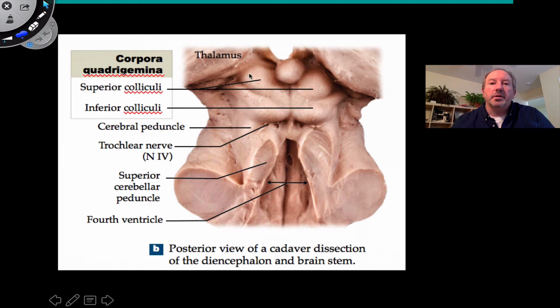You'll notice that, spoiler alert, the thalamus, which is part of the diencephalon, is going to be located superior to this particular area. This is a posterior view. These are your cerebral peduncles right in here, carrying tracts. You can see. All right. Nice view of the fourth ventricle right there.